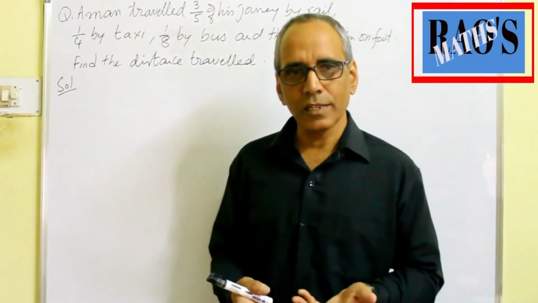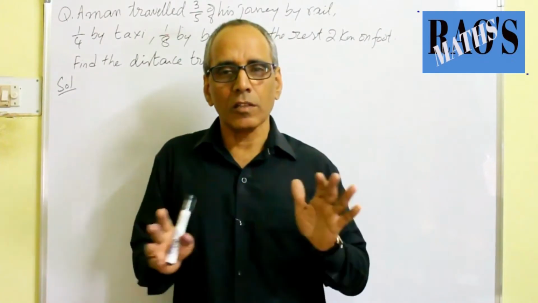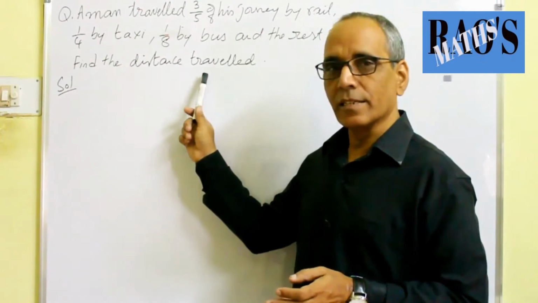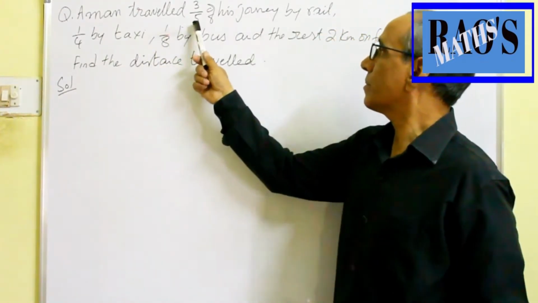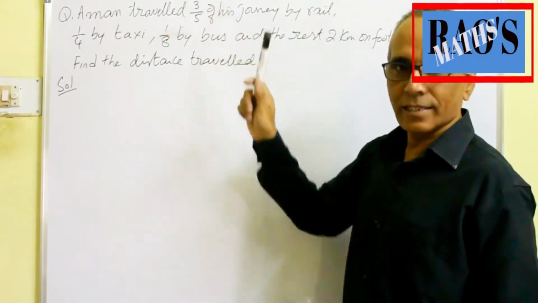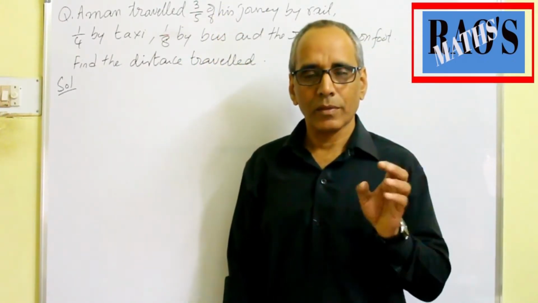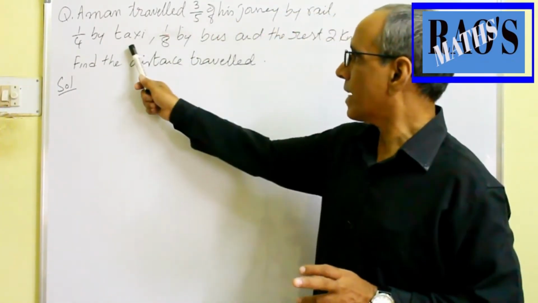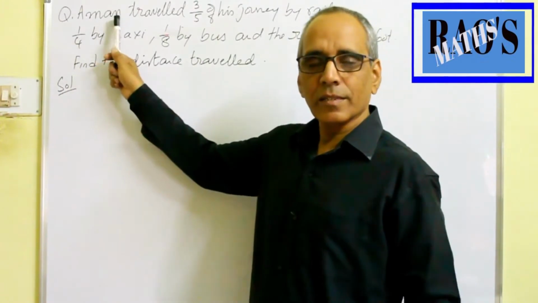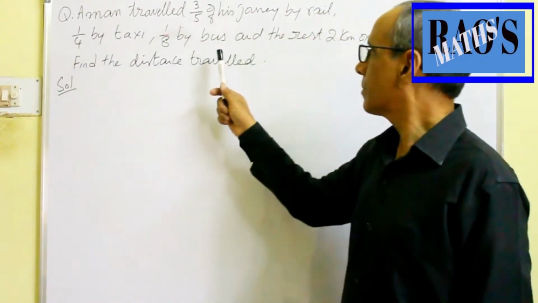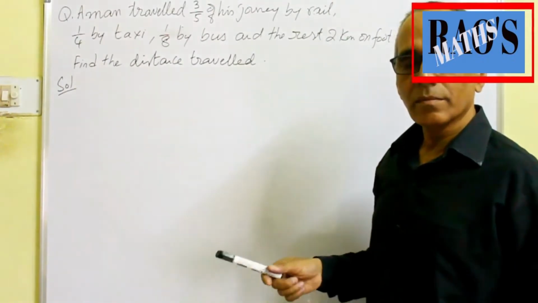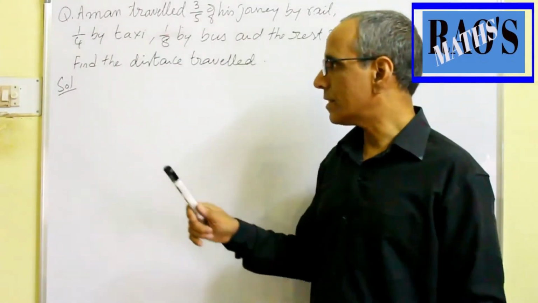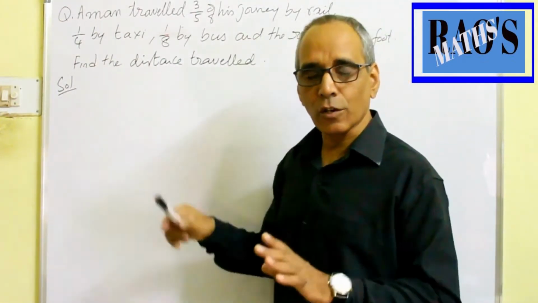Since we have to find the total distance, I assume the distance he travelled on the whole is x kilometer. If x is the total distance, what is the distance travelled by train? 3/5 of x, that is 3x by 5. So 3x by 5 kilometers he travelled by train. And by taxi, 1/4 of x, that is x by 4, x by 8 by bus and 2 on foot. Together is the distance travelled by him, that is x kilometer.